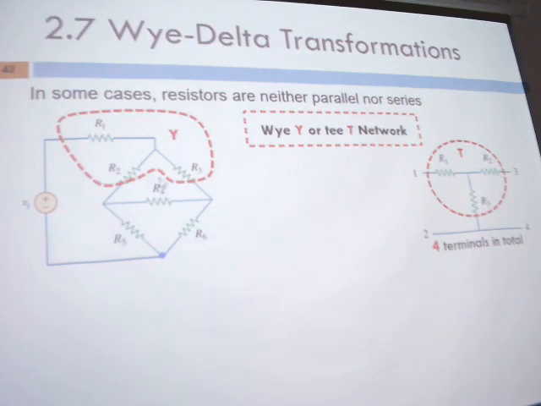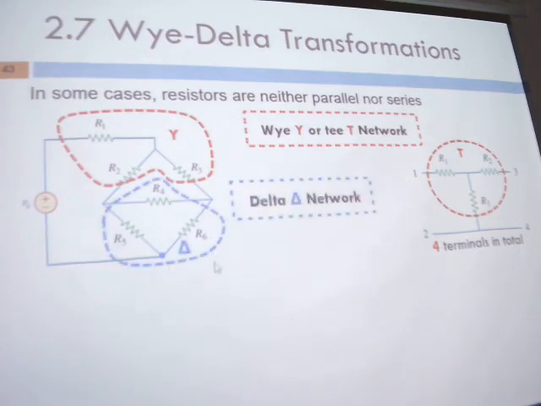And here we can see the differences. For this network, it has 3 ports, right? 1 is here, 2 is here. And for the T, we divided this node into 2 ports. So for this one, we have 4 terminals. That's the difference. But for most of the cases, this one can be turned into this one directly, okay?